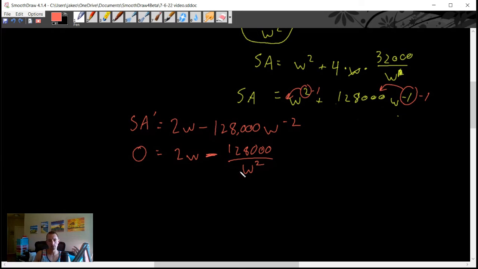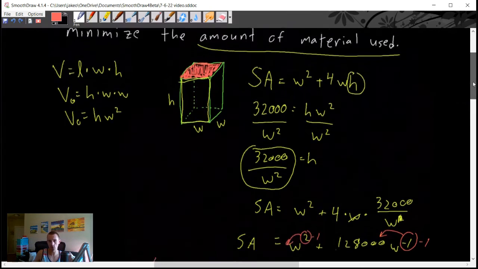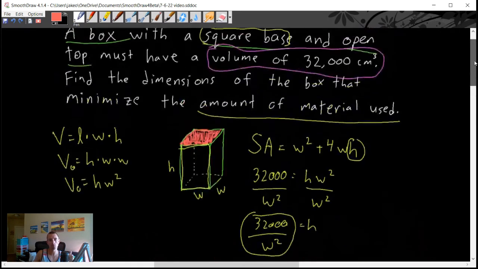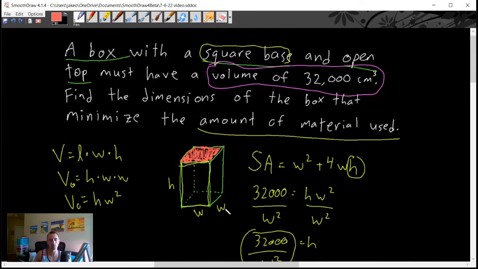The only thing that would cause this denominator, w squared, to equal 0 is if w equals 0, which if we go back up to our drawing, w equaling 0 does not make sense because the width of our box would be 0. We would not have a box. So we can ignore w equals 0 because that's not even within the domain of what w can be.